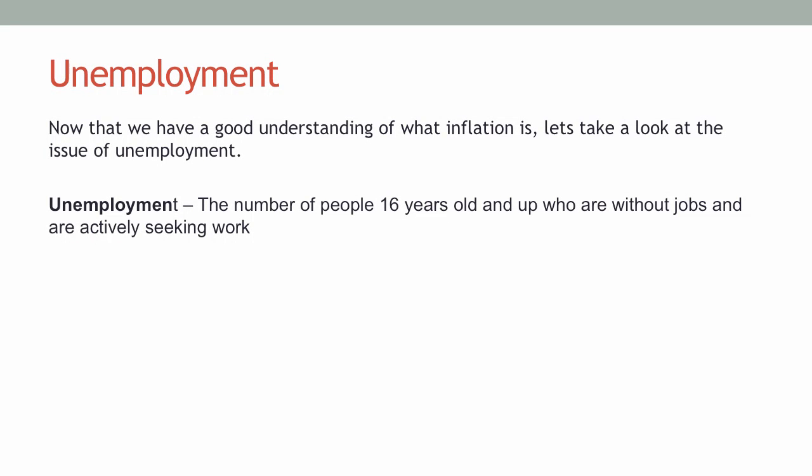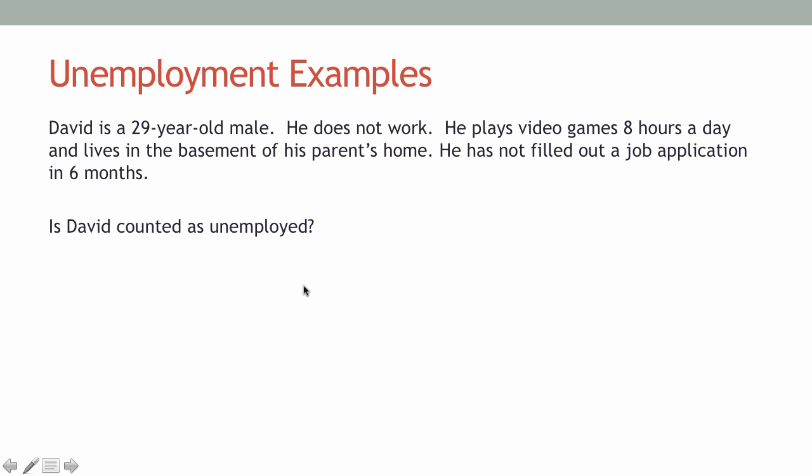All right, now that we have a good understanding of what inflation is, let's look at the issue of unemployment. Unemployment is the number of people 16 years old and up who are without jobs and are actively seeking work. So what does that mean? Let's look at some examples here. So we got David. David is our 29-year-old male. He does not work. He plays video games 8 hours a day and lives in the basement of his parents' home. He has not filled out a job application in 6 months.